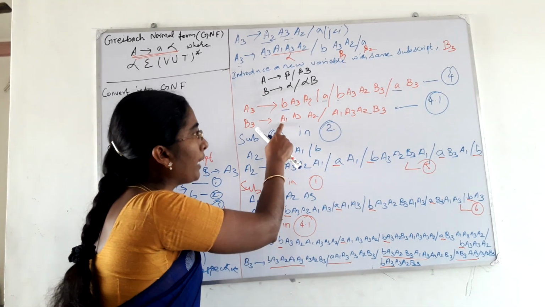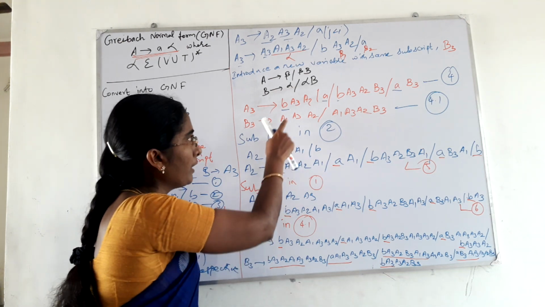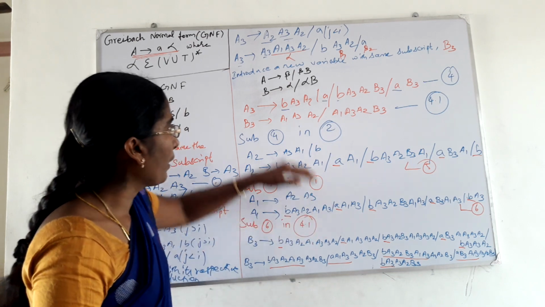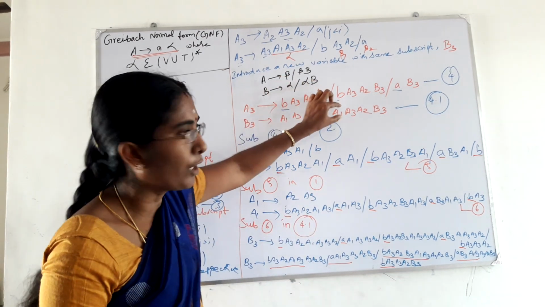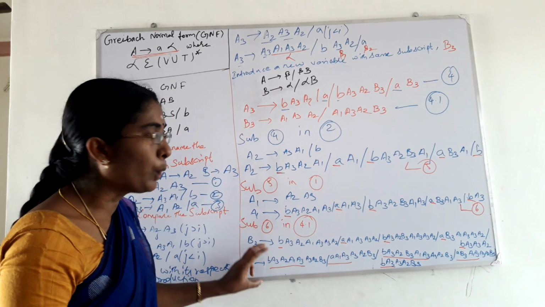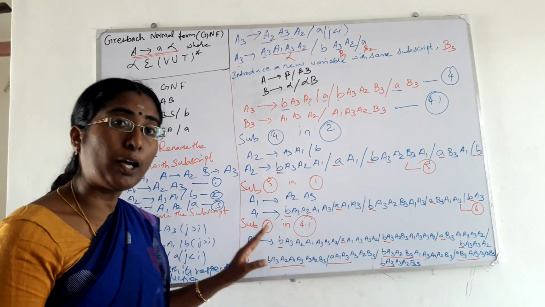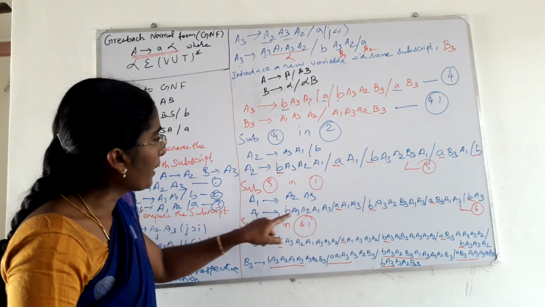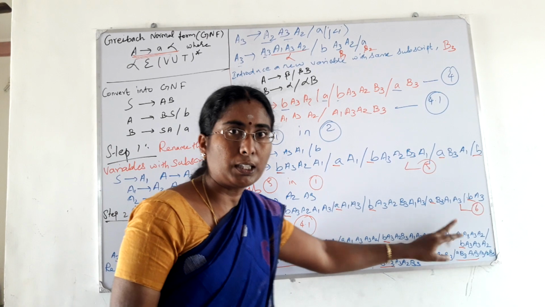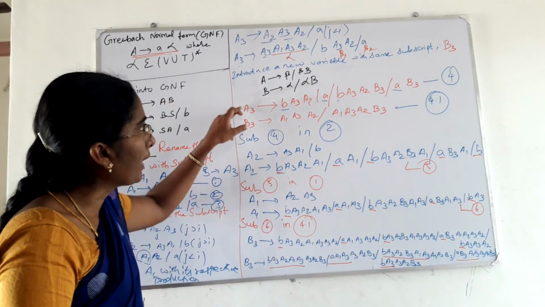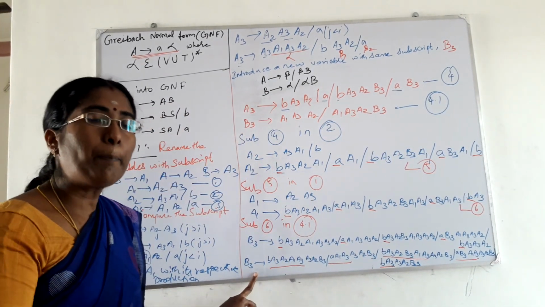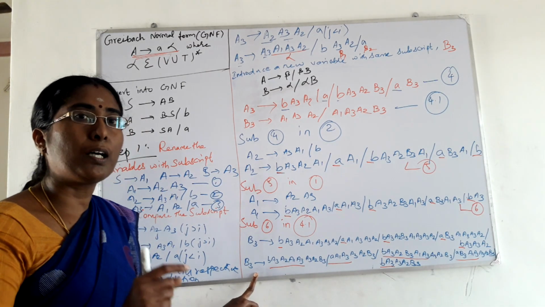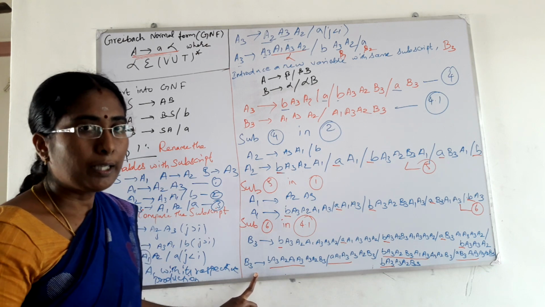Here substitute the A1 productions in this position. For A1 we are having 5 productions. All the 5 productions will be replaced here and here also. So for B3 in total we are having 10 productions and all are in GNF form. Now all the A1 productions start with the terminal. Likewise A2, A3 and B3 also, all the productions are now starting with the terminal symbol. That is, all the productions are now in Greibach normal form. Thank you.